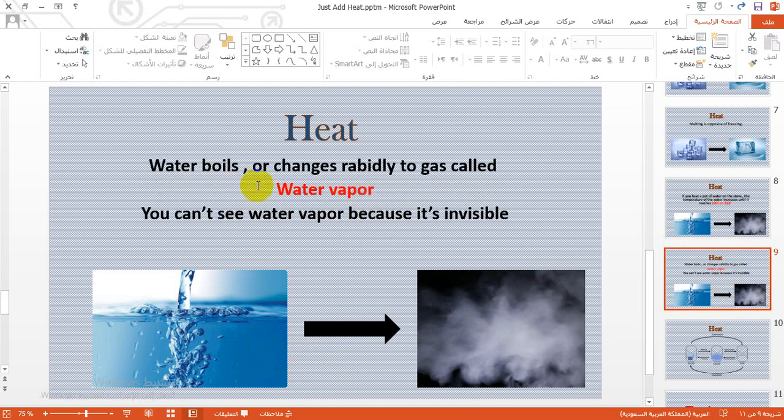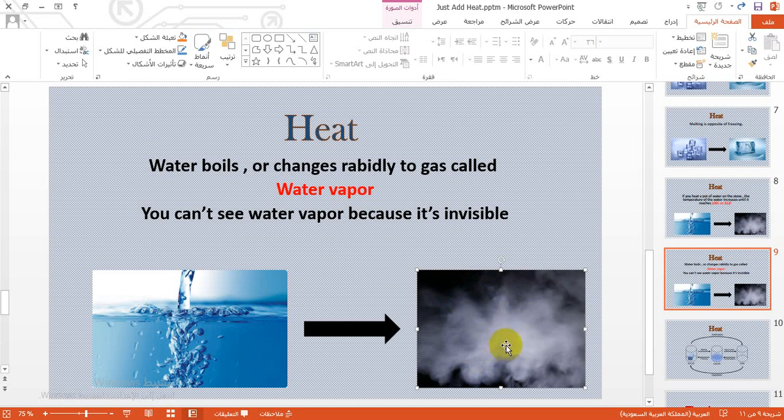So water boils and changes rapidly to gas called what? Water vapor. When the water starts to boil, it changes from liquid to gas, and we call the gas coming from the water water vapor. The particles start to move faster here. These are particles of gas, so they spread out in the air, because the particles of water are now considered particles of gas.